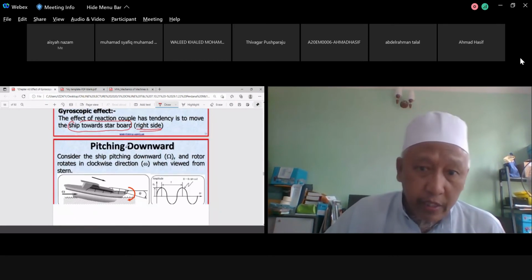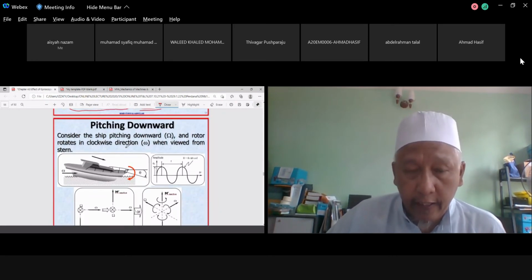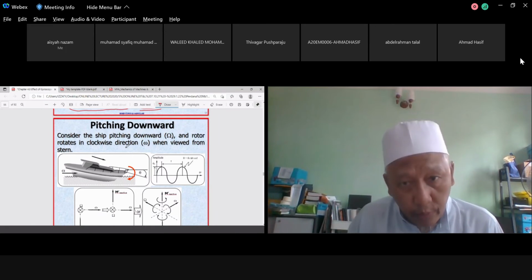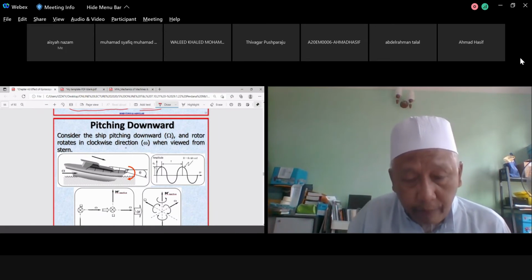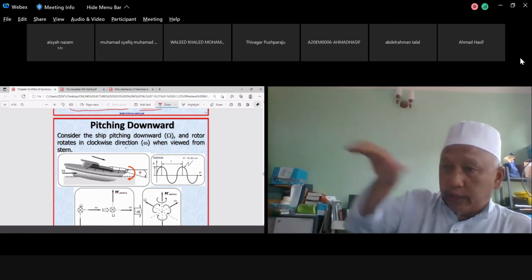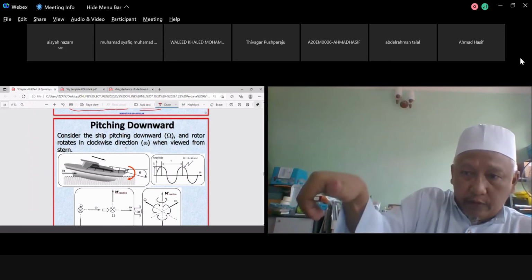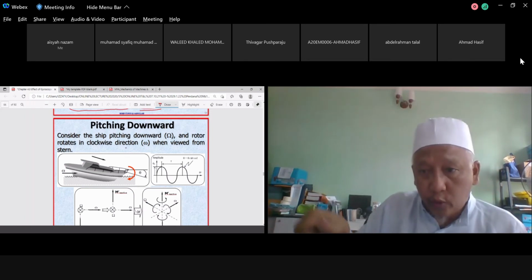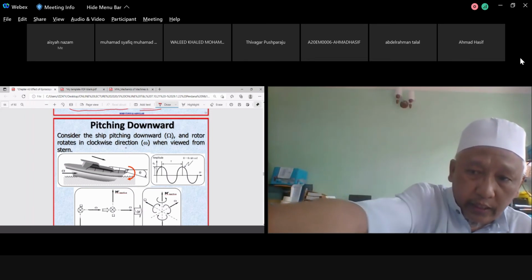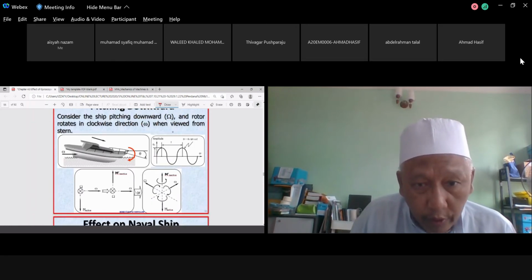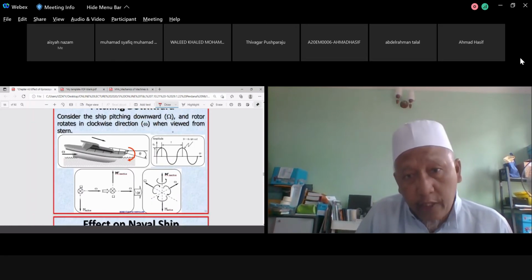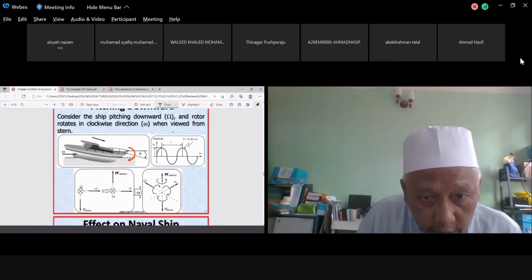Okay, pitching down is the same thing, opposite to what you have in pitching upward. So now the bow is pointing downward. Look at the pitching down. The bow will be pointing downward, so your precession will be pointing into the screen. So what you have is as such.